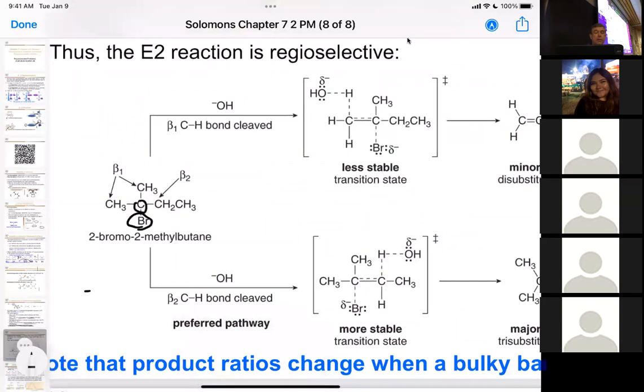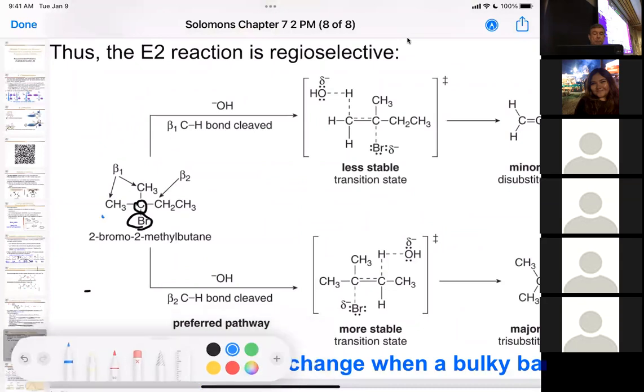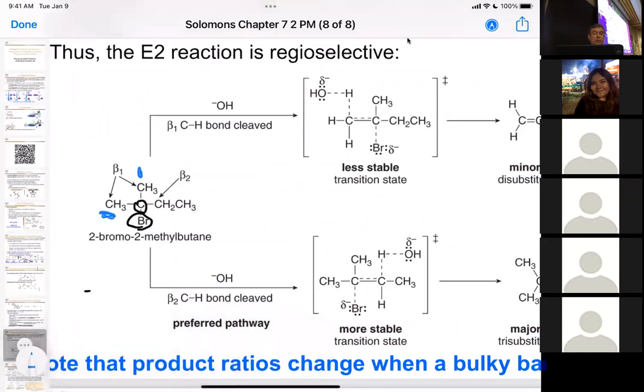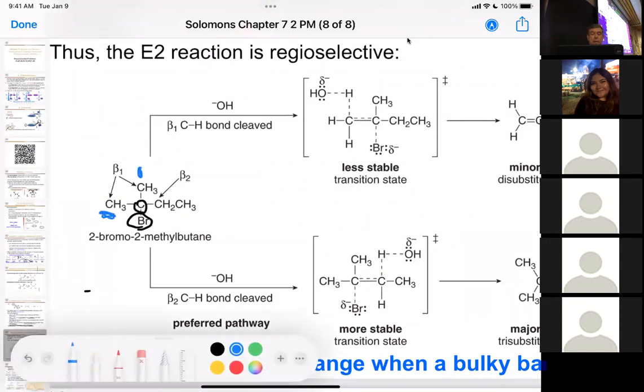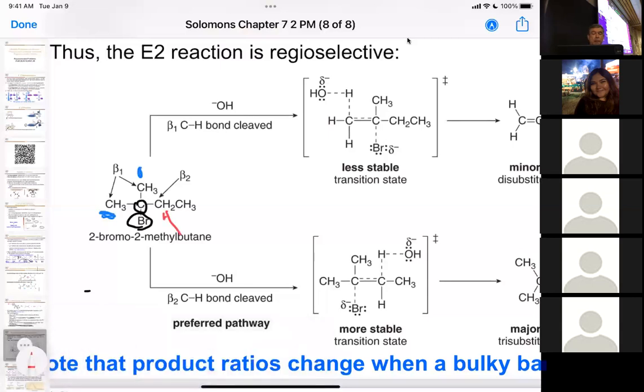So this is our alpha carbon right here. And we have two types of beta carbons. We have the beta carbons that are just the methyl groups here. And then we have the beta carbon that has two hydrogens on it, and it has the methyl group here.